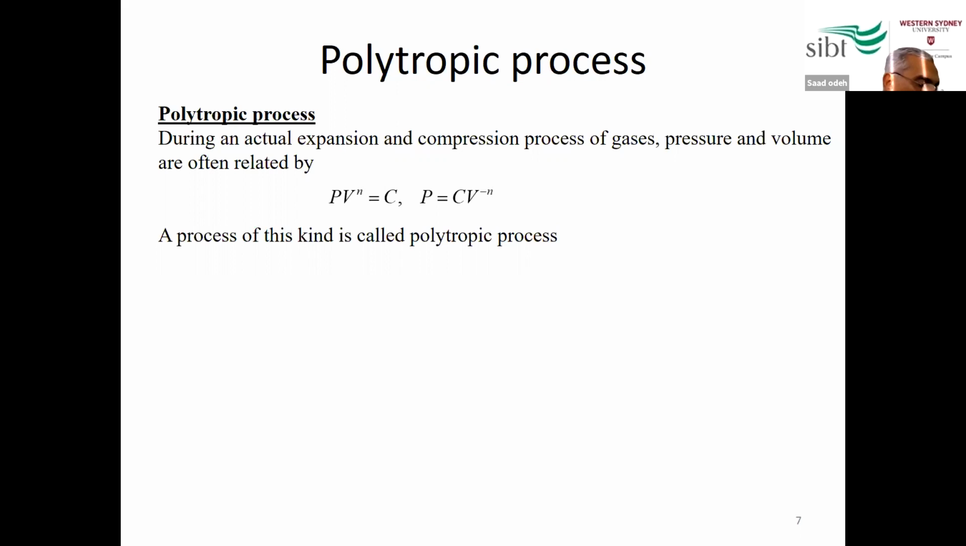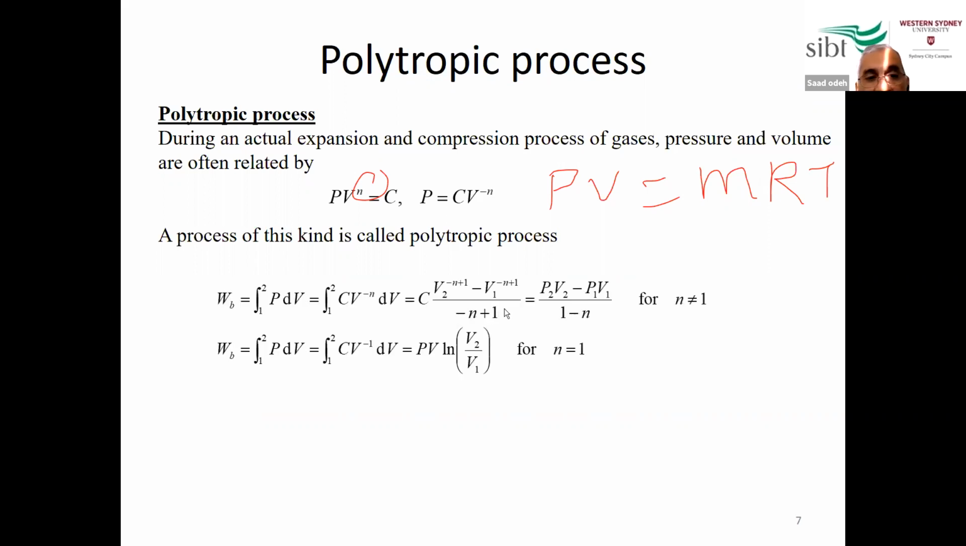So rather than having only PV in the ideal process, we say PV equals mRT. Now we have PV to the power n. That's for the actual process, and n must be provided in the example or the question. We need to know n because n represents the type of expansion or compression of the actual process. To find the work done by a polytropic process, the actual process, you need to follow this.